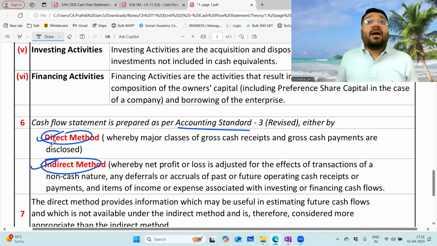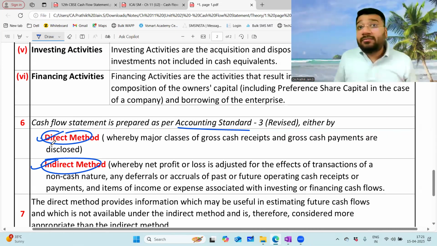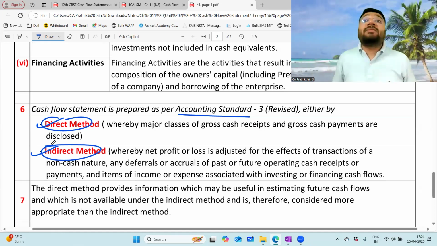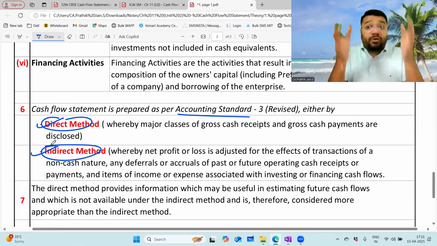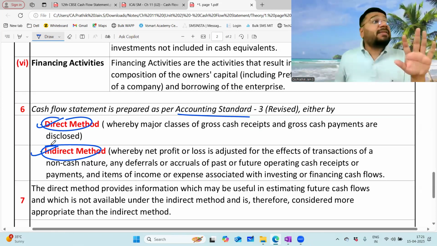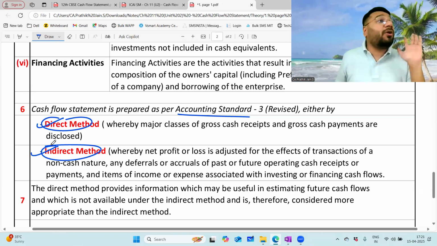As per AS 3 revised, which method is more preferred? The direct method is more preferred. Is there any format laid down in AS 3 for how you have to prepare the cash flow statement? No. They've given one example. That example is taken as a base and people have developed it over a period of years.